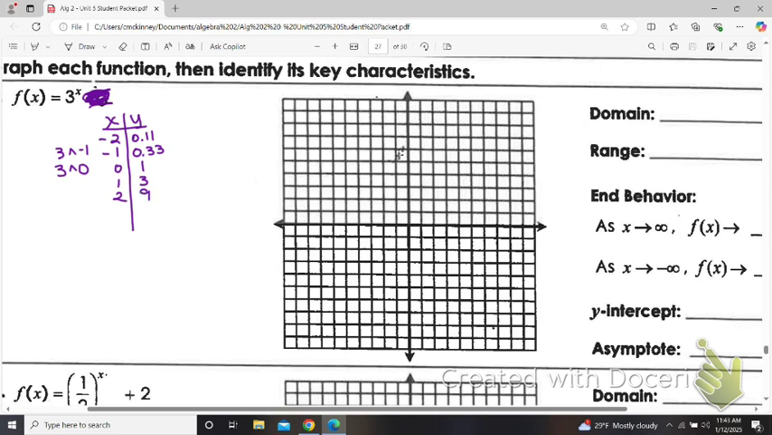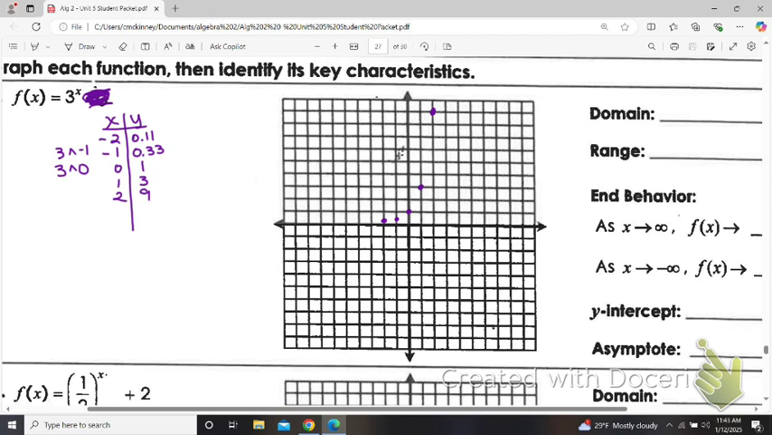And then I'm going to try to place those things on my graph. So -2, 0.11, we are really close down here. Just making this dot big enough that you can see it. This is just a tiny bit higher. It still really wouldn't be halfway. 0, 1, 1, 3, and 2, 9. And that is about all that fits on this graph, right?